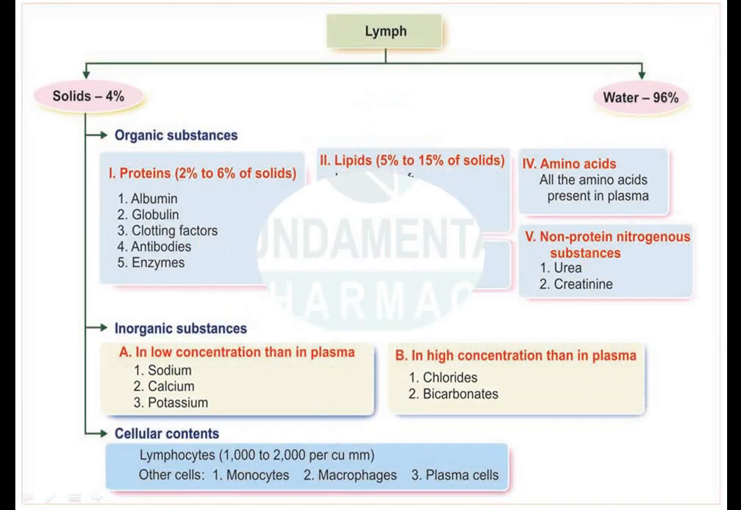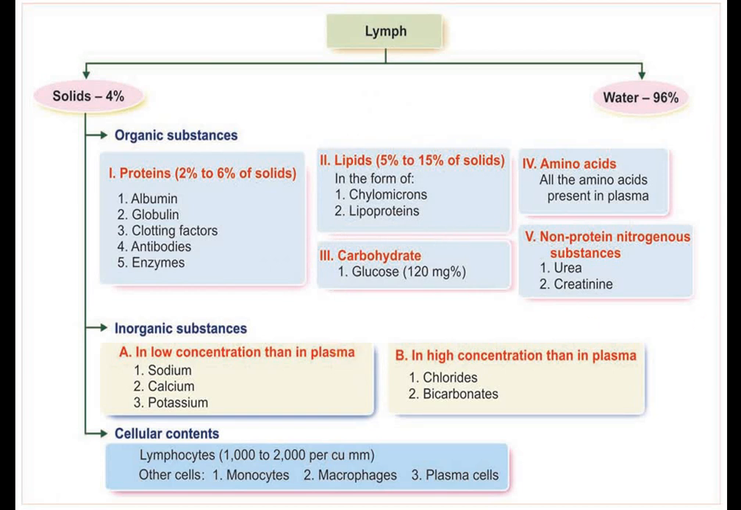Now next one is what is the composition of lymph? So we are talking about the lymph, but what is the composition of lymph? That is important. Okay, so lymph is mostly made up of 96% water and only 4% solids. So water is not important. So whatever solids are present, what type of solids are present in the lymph? So you will have organic substances, inorganic substances, and cellular component.